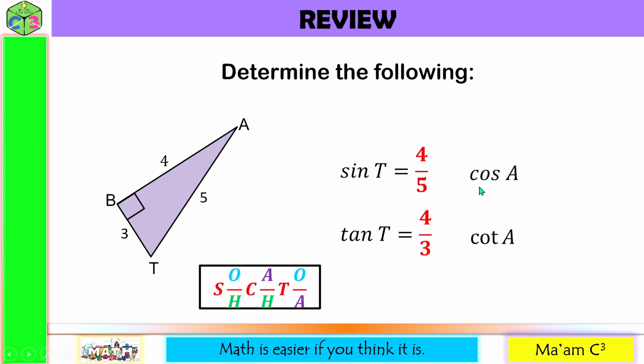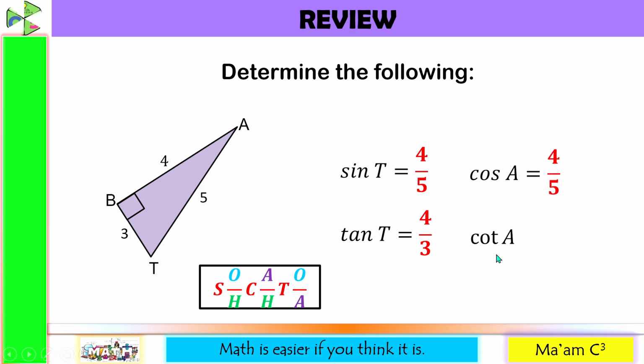Cosine A, and cosine is CAH, adjacent over hypotenuse. This time here is our angle. This is angle A. Adjacent is 4. Hypotenuse is 5. So cosine A equals 4 over 5.